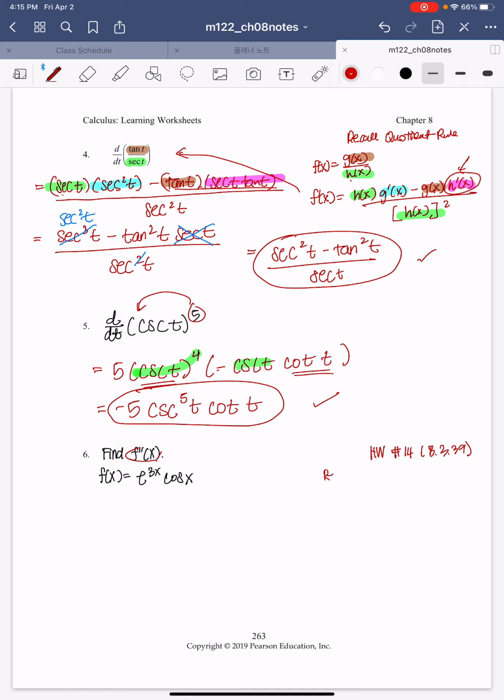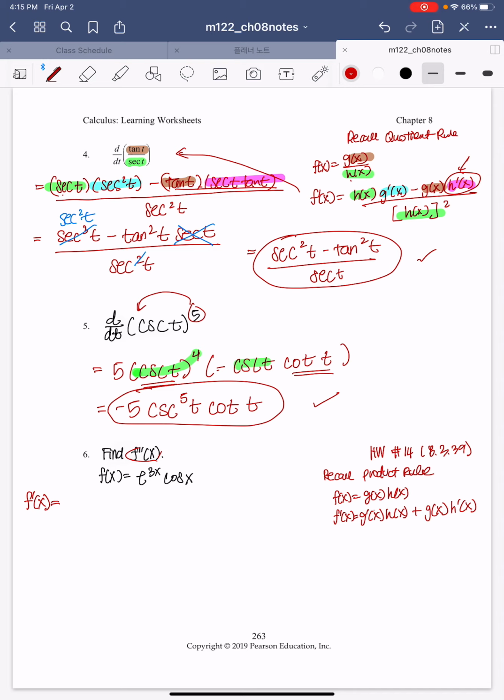So let's recall the formula for the product rule. The product rule states that if you have g of x times h of x, the derivative will be g prime of x times h of x, plus g of x times h prime of x. So let's begin finding the first derivative.